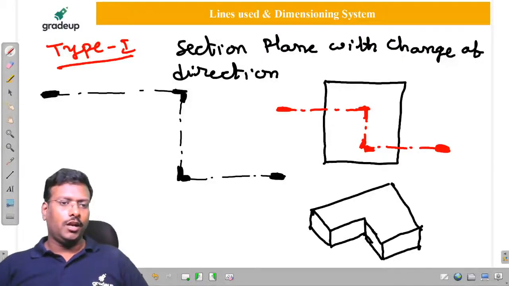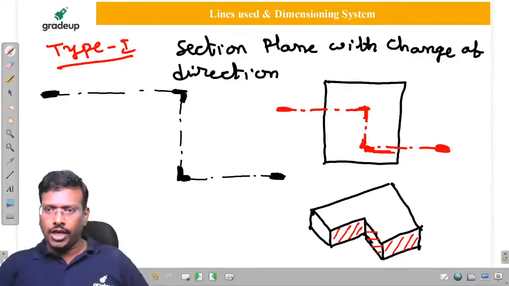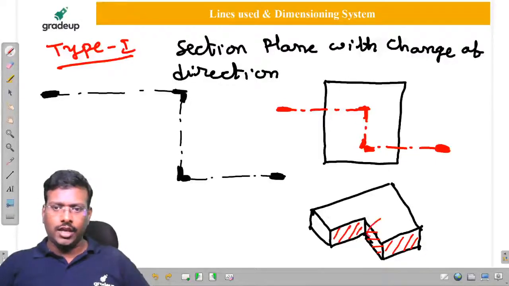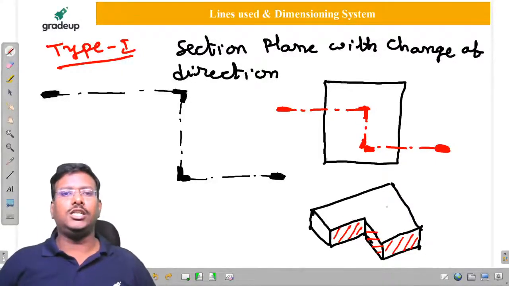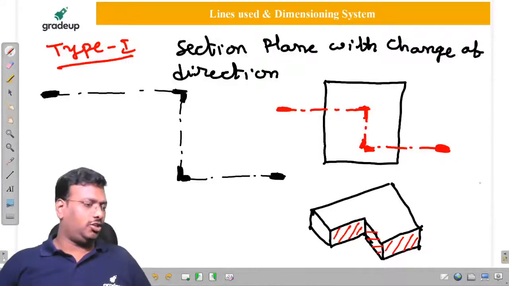Now here we are going to show whether it is a section portion or not with the help of this. I hope you are already aware of it. This is called hatching lines. Here I am changing the hatching line direction. Here again I am changing the hatching line direction. Means this portion is related to the first one. This vertical is related to this area, and this horizontal cutting is going to be here. This is considered as section cutting plane with change of direction.